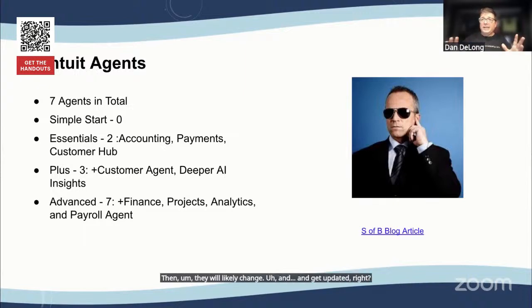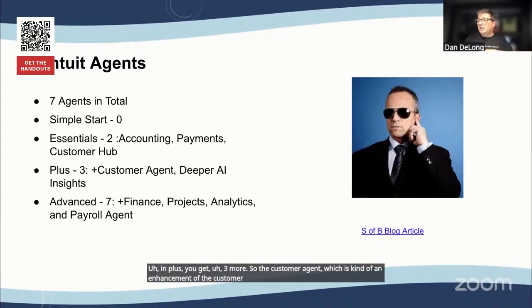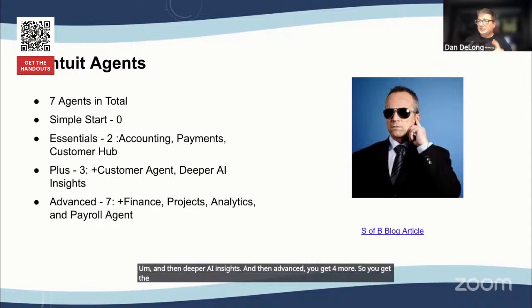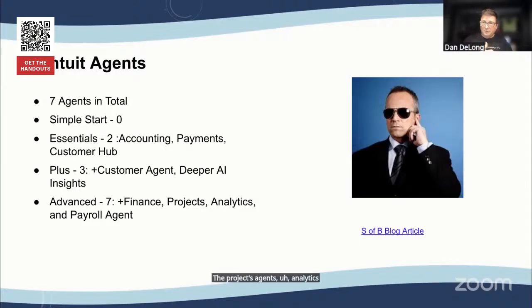So Simple Start, you don't get any agents. Essentials, you get 2. There's the accounting agent and the payments agent, and then there's this customer hub. We'll unpack those things in a little bit. In Plus, you get 3 more. So the customer agent, which is kind of an enhancement of the customer hub, and then deeper AI insights. And then Advanced, you get 4 more. So you get the finance agent, the projects agent, analytics agent, and the payroll agent.